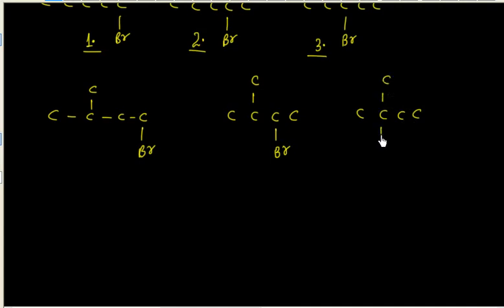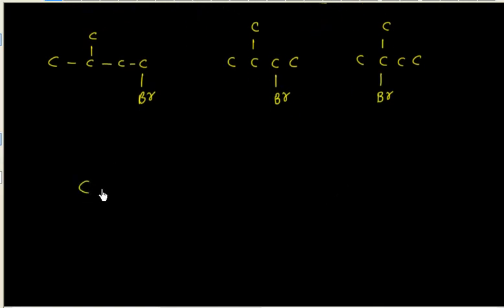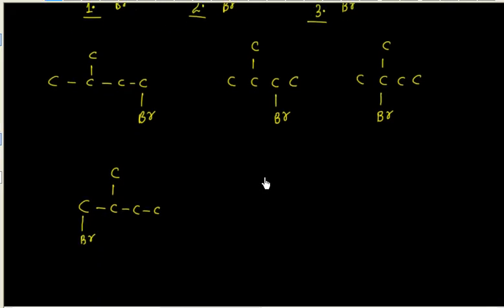Or I can put bromine here. This is the third possibility. Or even I can put bromine here. So this is the next possibility. So you have 1, 2, 3, 4. Or I can put bromine here, that is the next possibility. So you have this as number 3, this is number 4, 5, this is number 6, and this is number 7.